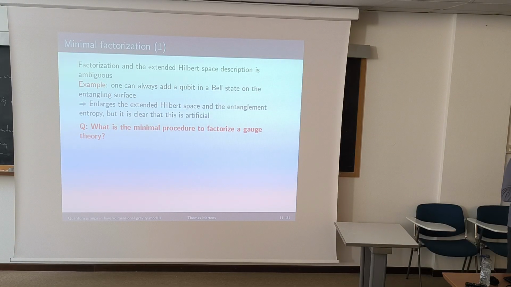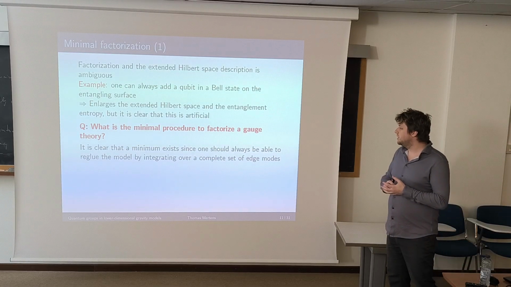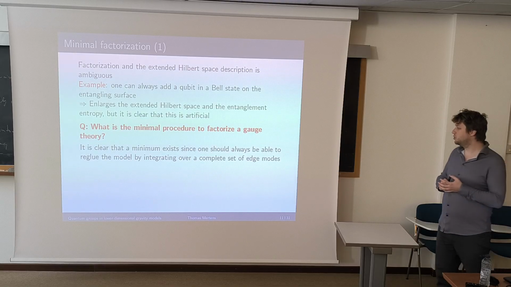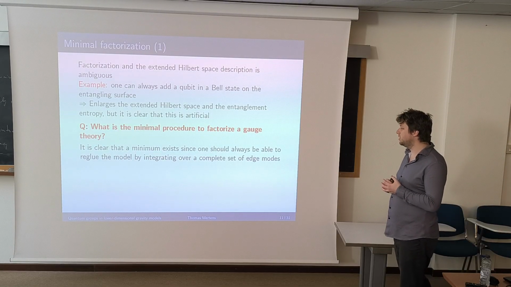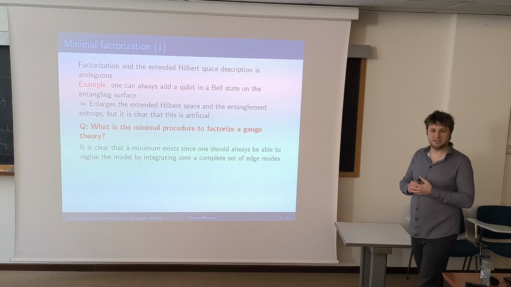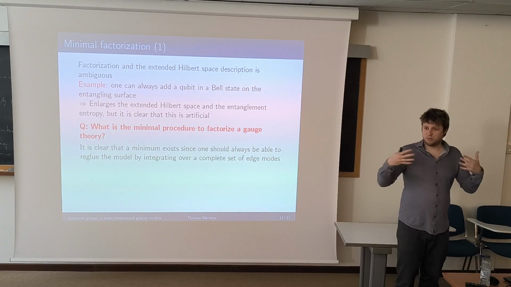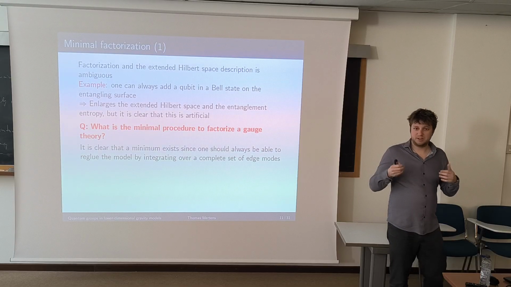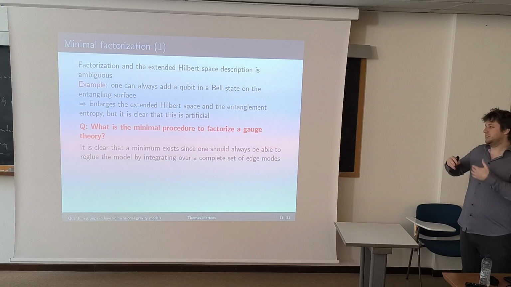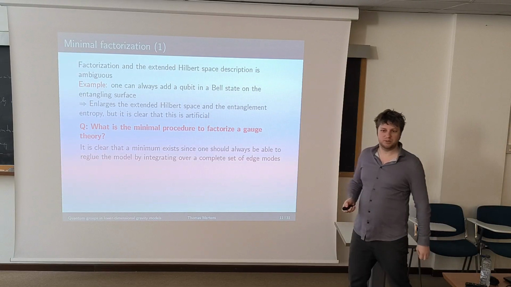So the question that I want to ask is, what is the minimal procedure to factorize a gauge theory? And it's clear that a minimum, in principle, should exist, since you should always be able to reglue the model by integrating over a complete set of edge states. The entire purpose of these edge states is such that you can reglue them in the end and recover your original space where you didn't cut it in two pieces. If you don't have enough edge states, then well, you cannot do that, and you just have two disconnected pieces.